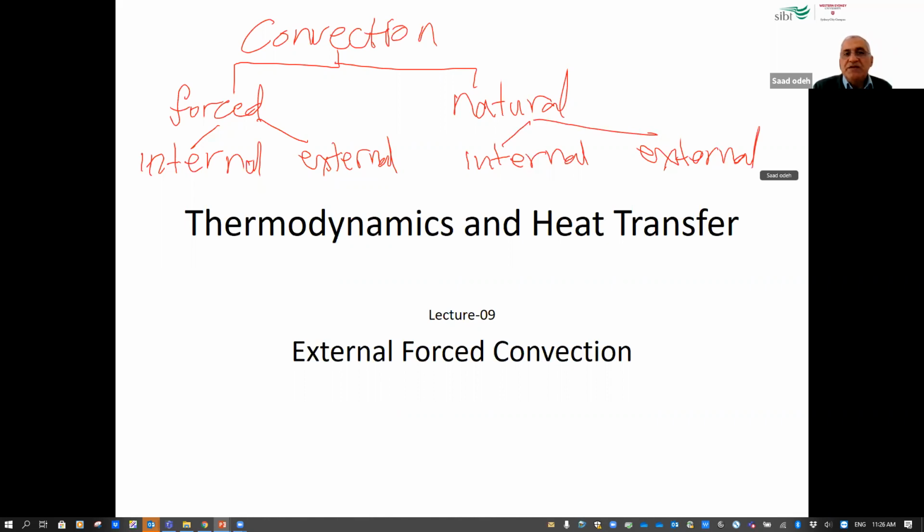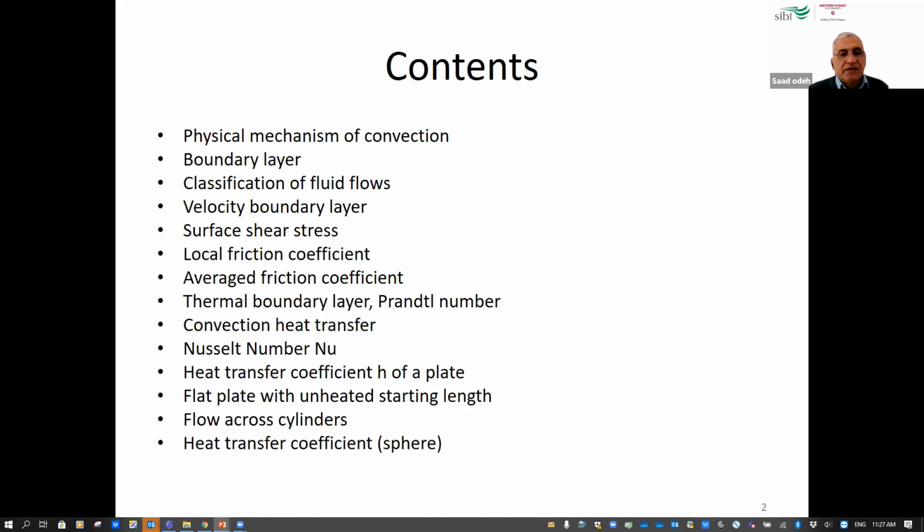Each one of these has different formulas, different rules. Today we're going to start with this part: forced convection, external. In the upcoming weeks we'll talk about other types. So this is our topic today: external forced convection. We'll talk about different things here if we have time, but probably we will not finish everything. We will take the major part of this.